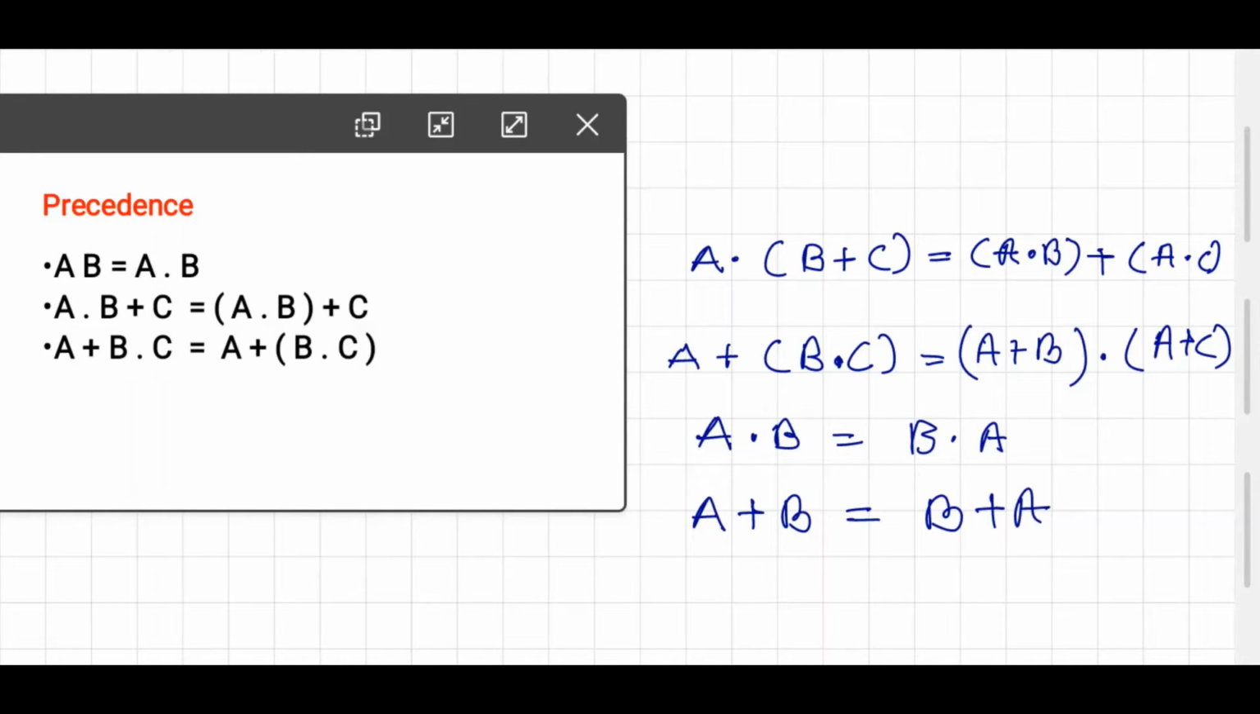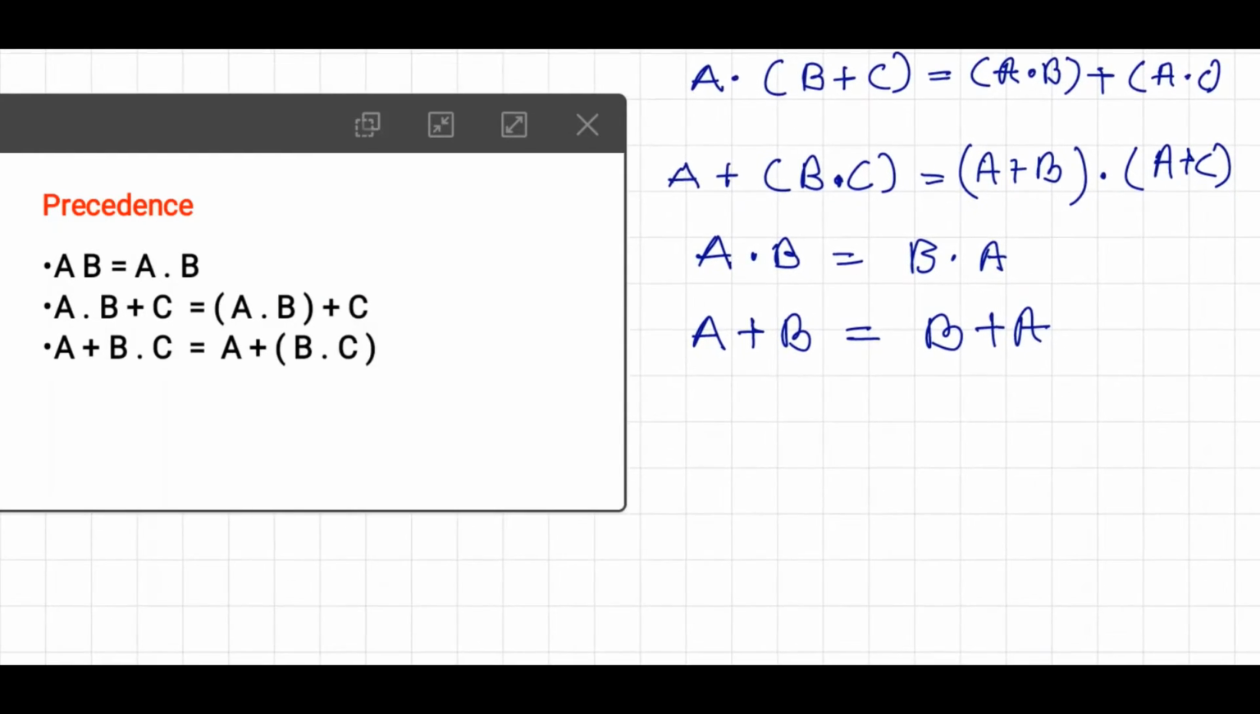So here, precedence. That is A, B is nothing but A and B. Now what is happening here, you observe carefully: A is ANDed with B and B is ORed with C. Now what operation will be performed first using Boolean algebra rules?